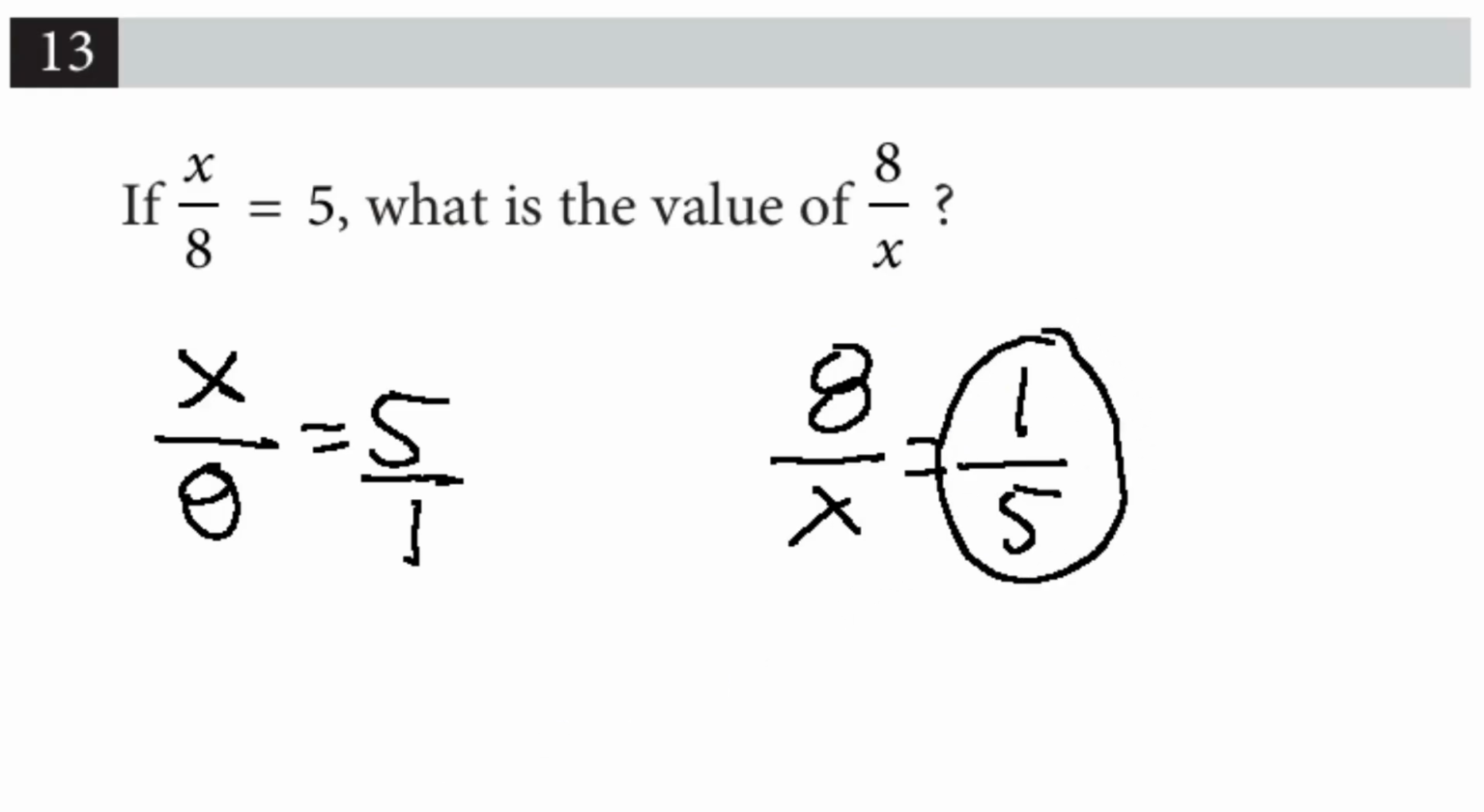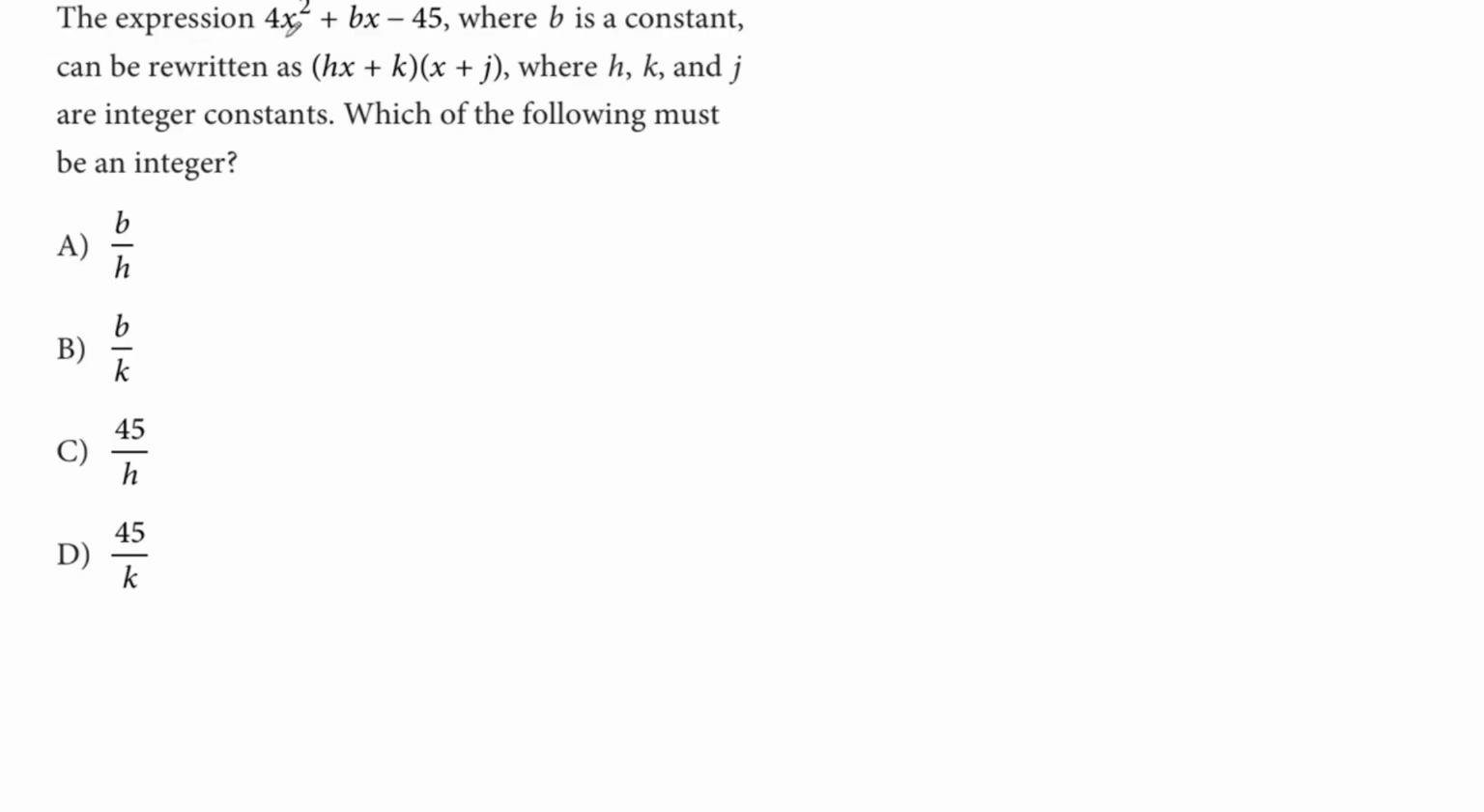So fairly straightforward. The expression 4x squared plus bx minus 45, where b is a constant, can be rewritten as (hx plus k) times (x plus j), where h, k, and j are integer constants. So which of the following must be an integer?